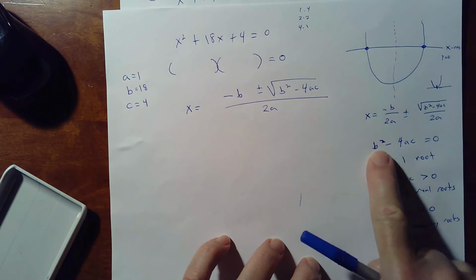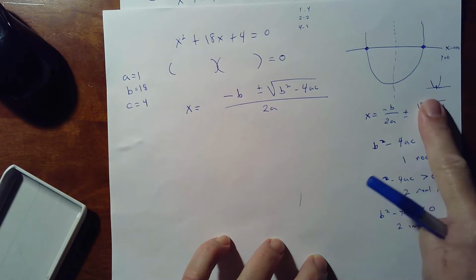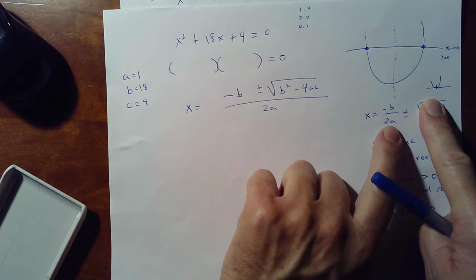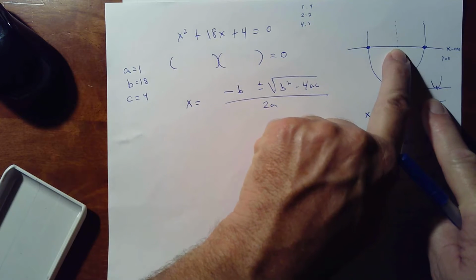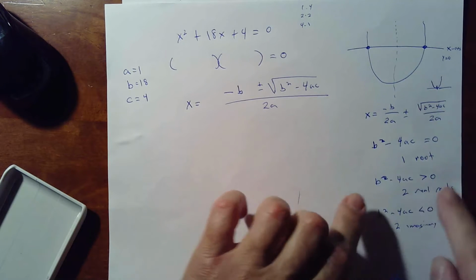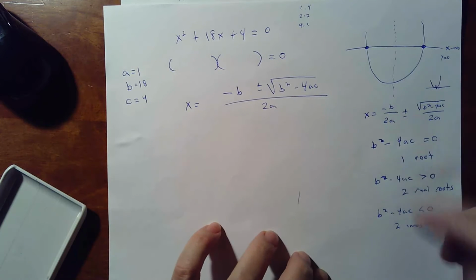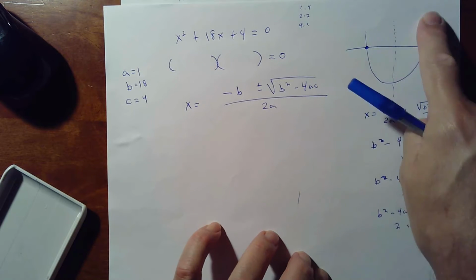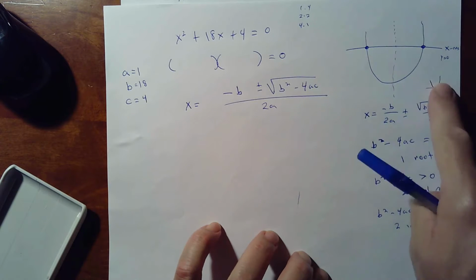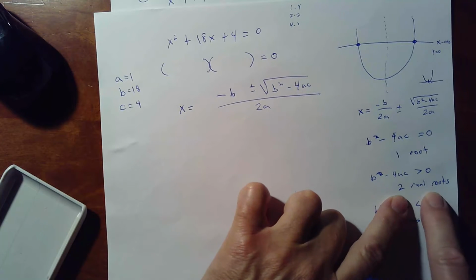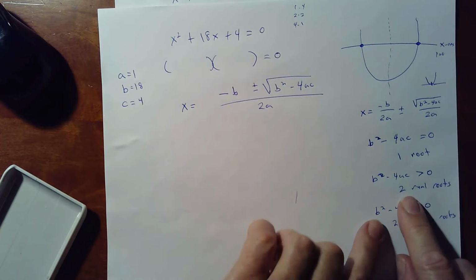When this term b squared minus 4ac is 0, this whole part goes to 0, and we only have x equals the negative b over 2a, and we get that location where the vertex is right on the x-axis. When b squared minus 4ac is greater than 0, the parabola is not right on the x-axis, and it's either below it and it crosses it, or it's above it and it crosses the other way, and we get 2 real roots, 2 real values, x equals 2 and x equals 7, or whatever the numbers are.